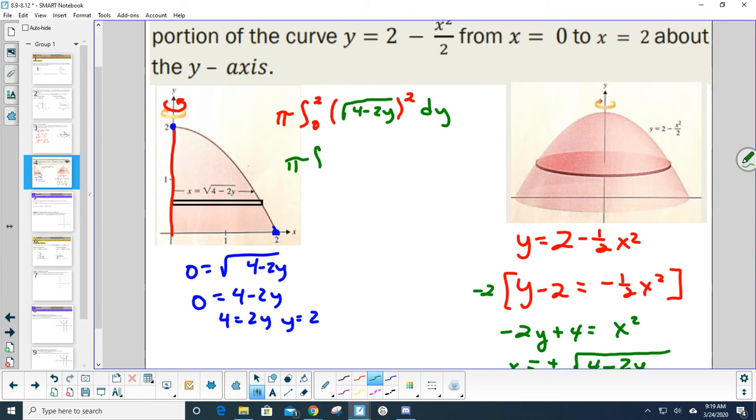But back to just what we're doing. What's nice about these, if it's a square root and a square, you got your pi out front, 4y minus y squared.